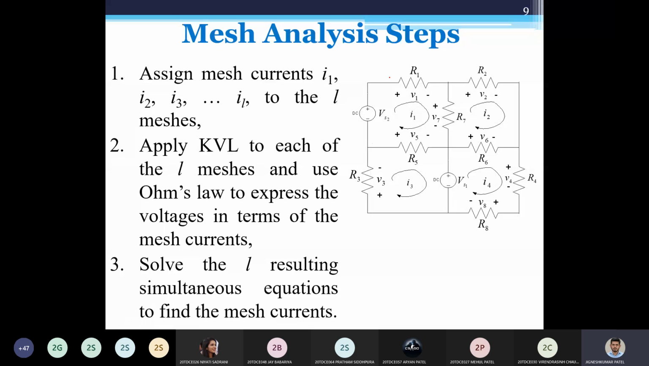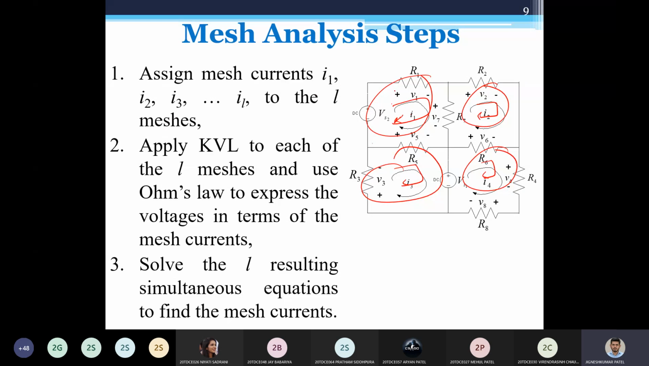Okay, so now here in mesh analysis, we will first find out the elementary meshes. So in this example, we have this mesh. This is the second one, third one, and fourth one. Then the second step is to assign the mesh current. Generally, we'll always assign the mesh current in the clockwise direction. So you will see in all these loops, I'll assign the direction of the current like this. Okay, so the second step is to assign mesh current.